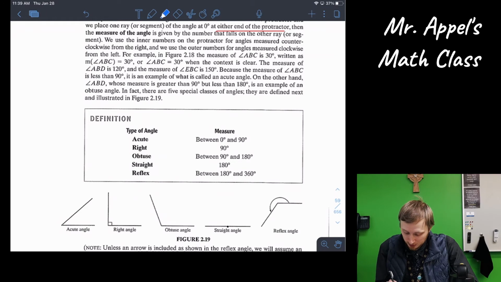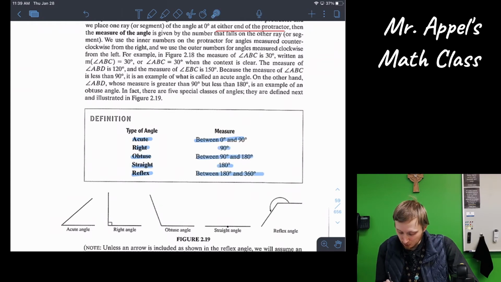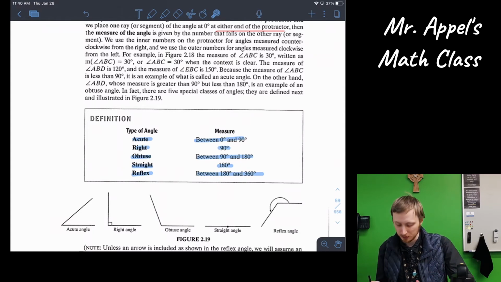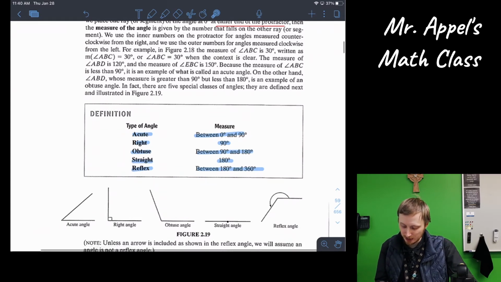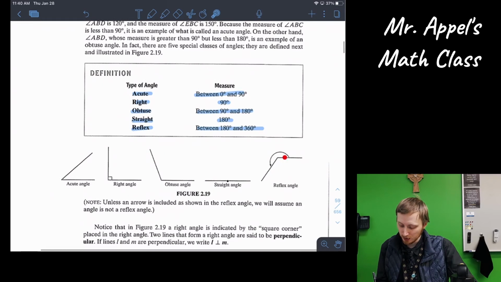So you can put this whole box of definitions into your notes, right? So acute is between 0 and 90. You cannot have less than 0. Right angle is exactly 90. Obtuse is between 90 and 180. Straight angle is exactly 180. And a reflex angle is between 180 and 360. It's where you seem to be measuring the outside of an angle.